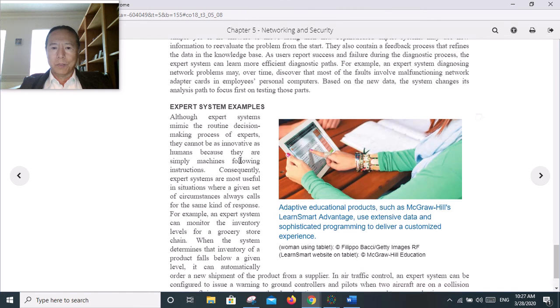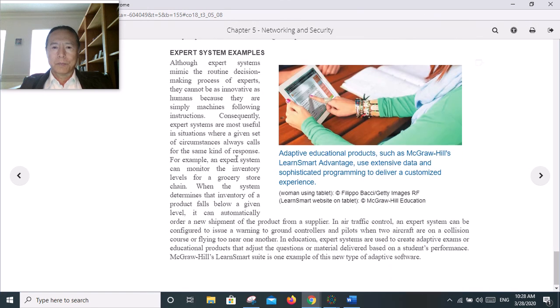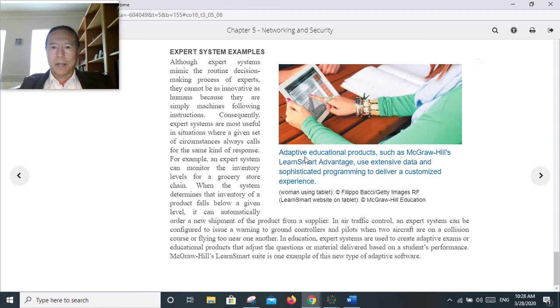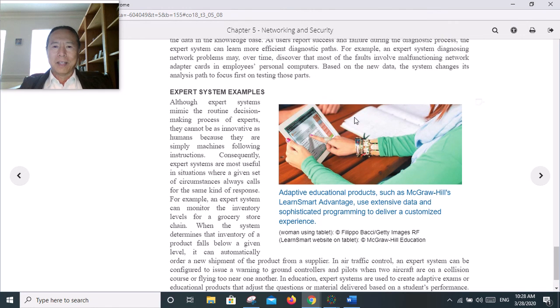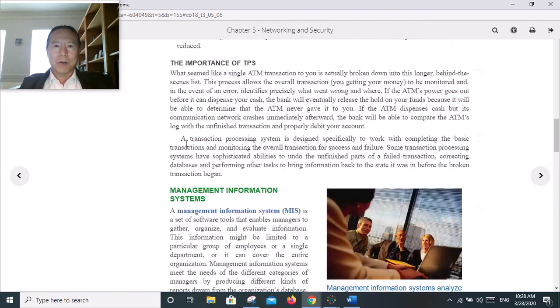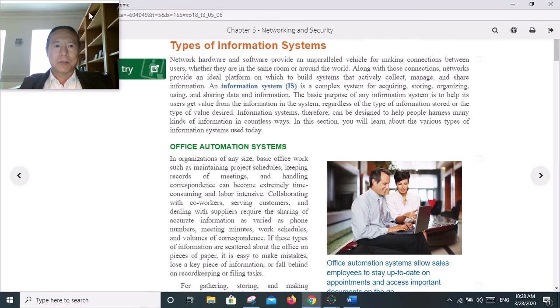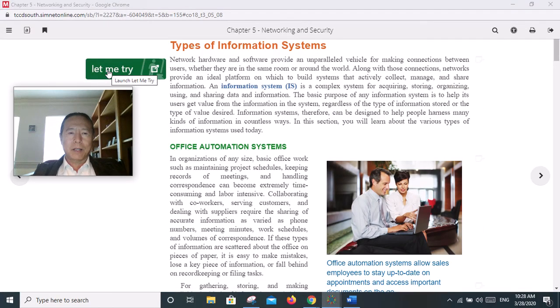Expert system example here. Okay, see one example. Active educational programs such as McGraw-Hill's LearnSmart Advantage use extensive data and sophisticated programming to deliver a customized experience. Yeah, that's LearnSmart. You remember? They have a chapter they want you to read, but they are not sure you're going to read it or not. So instead, they ask you some questions. Remember, you have this, let me try. This is an example they're showing you. You say, let me try here.